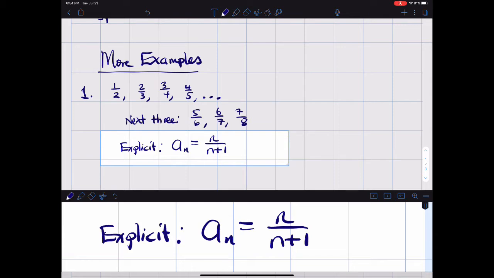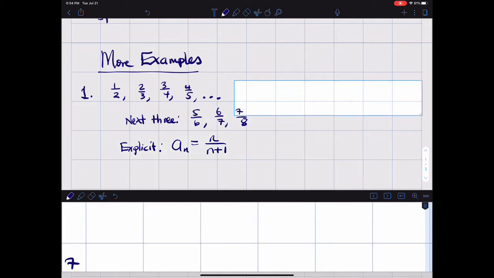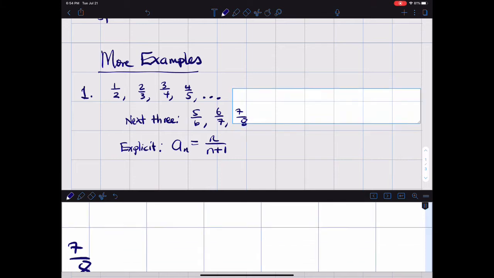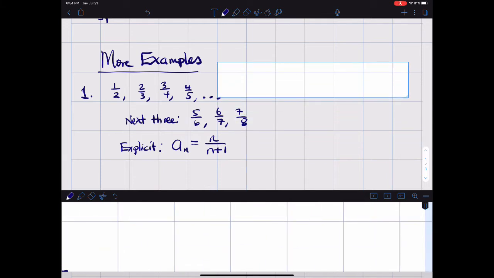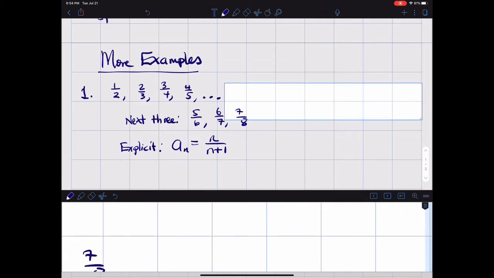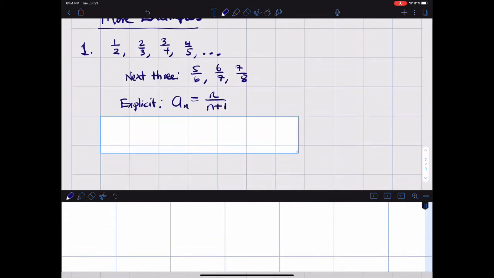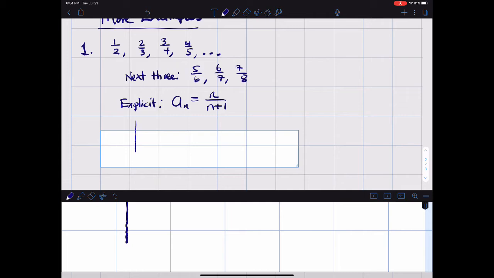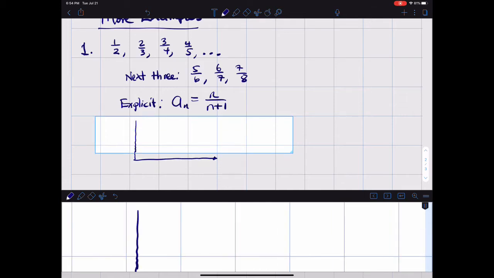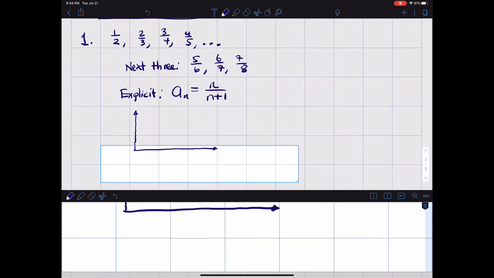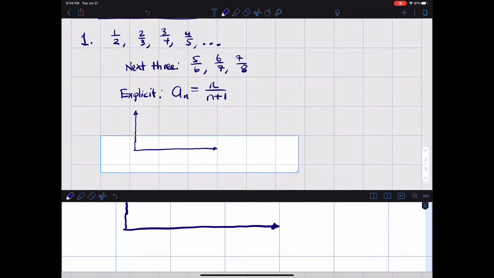All right, so a1 is 1 over 1 plus 1, which is 1 over 2. a2 is 2 over 2 plus 1, which is 2 over 3, etc. All right, so one thing we can actually do is sketch a graph of any sequence. It's more of a discrete graph. It's not continuous.